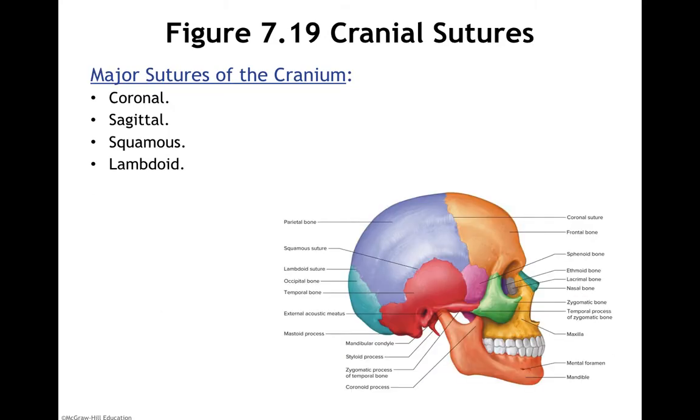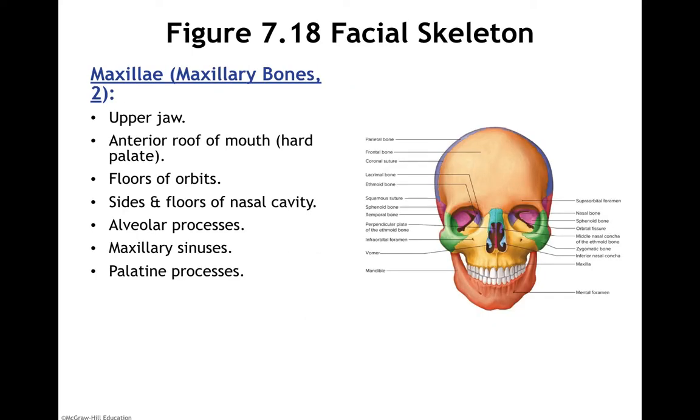Sutures are those major joints between the bones of the skull in the cranium, and there are 4 major ones: the coronal, the sagittal, the squamous, and the lambdoid. The maxilla is the maxillary bones, and there are 2 of those. It makes up the upper jaw. This also makes up the anterior roof of the mouth, the hard palate, floor of the orbits, side and floor of the nasal cavity. Alveolar processes, maxillary sinuses, and palatine processes are important in the facial skeleton.